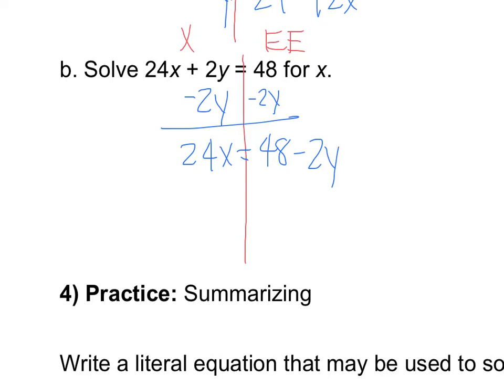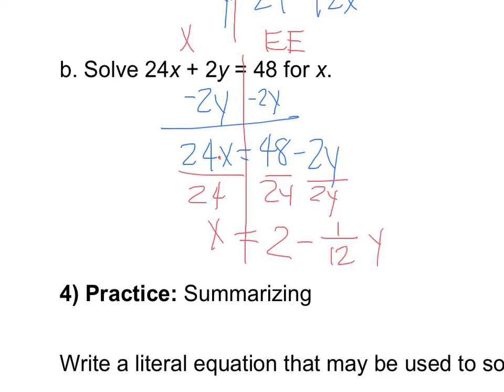And then, again, to get rid of what's attached to x, remember when there's a number and a letter next to each other, they are multiplied. So to get rid of that 24, I'm going to divide both sides by 24. So I end up with x equals, well, 48 divided by 24 is 2, minus 2 divided by 24, I can't actually divide that, but I can reduce it, and it becomes 1 over 12 y. So that would be the simplified version of solving this exact equation for x.